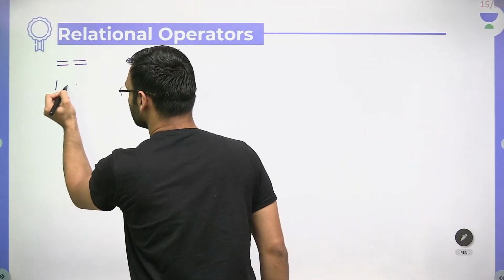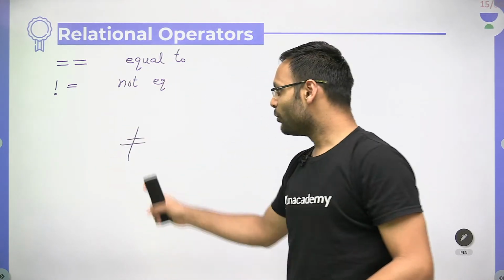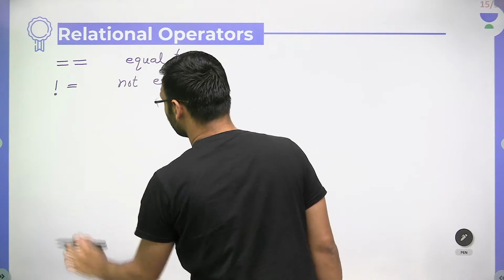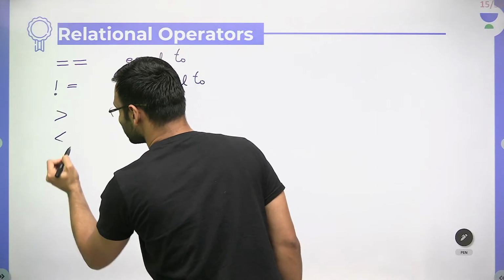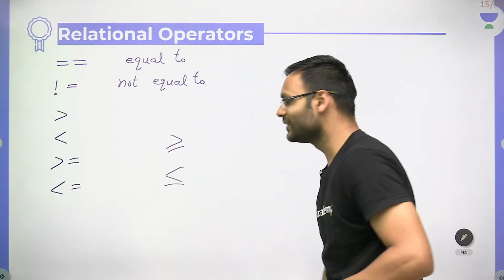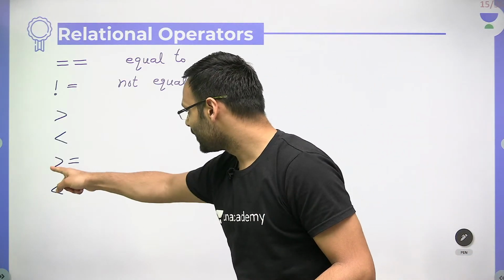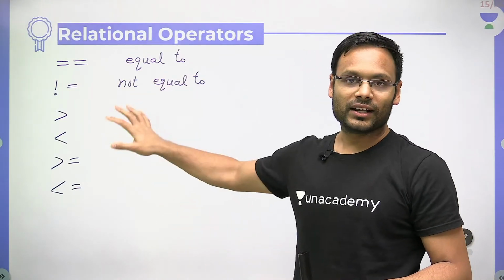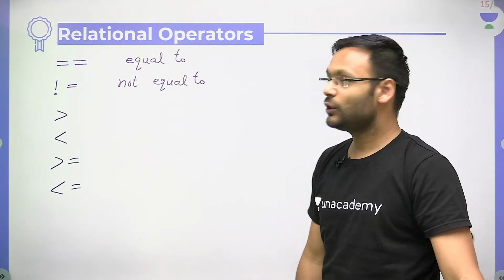Not equal to. In mathematics you can write this sign, but it is not on the keyboard, right? Look at your keyboard, it is not on mine. This sign is not there on the keyboard, so not equal to is written this way. Greater than, less than, greater than or equal to, lesser than or equal to. We write these in mathematics, but we don't have these signs on the keyboard. That's why we write greater than or equal to and lesser than or equal to like that. Fine. These are the relational operators used to specify relations between two values.